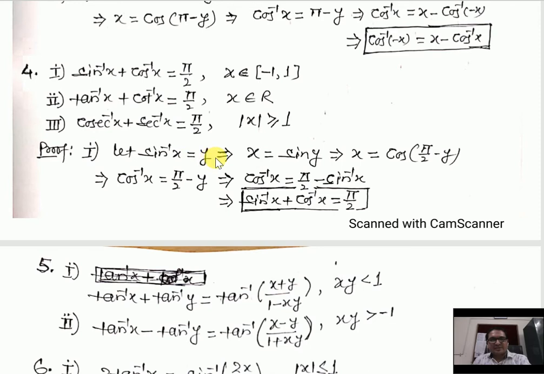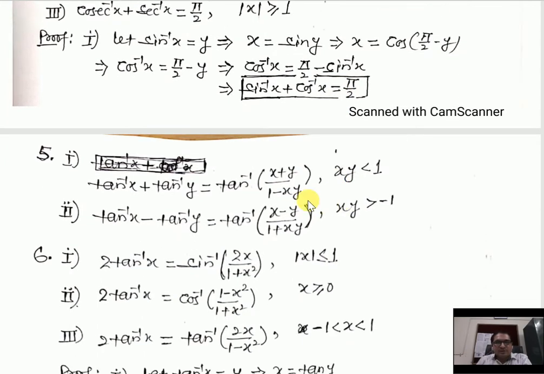Sin inverse x is equal to y, this implies that x is equal to sin y. Then x is equal to, convert sin in terms of cos: cos of 90 minus theta is sin theta. Now bring this cos over here, meaning multiply with cos inverse on both sides, so cos inverse x is equal to pi by 2 minus y. What is the value of y? Sin inverse x. Now bring sin inverse x to the left hand side, and you will get sin inverse x plus cos inverse x is equal to pi upon 2.